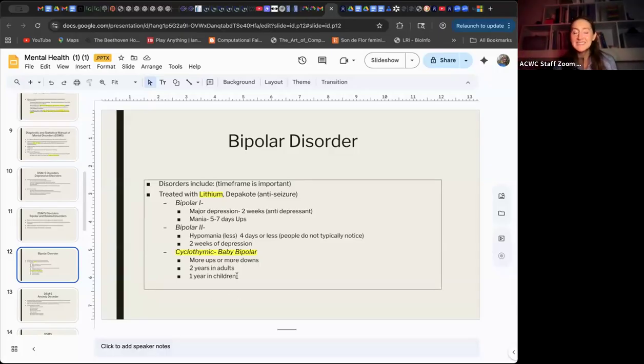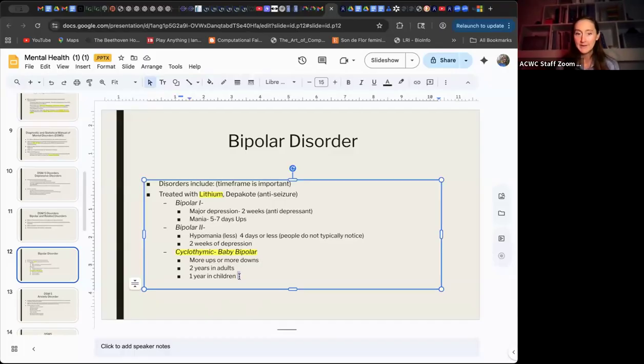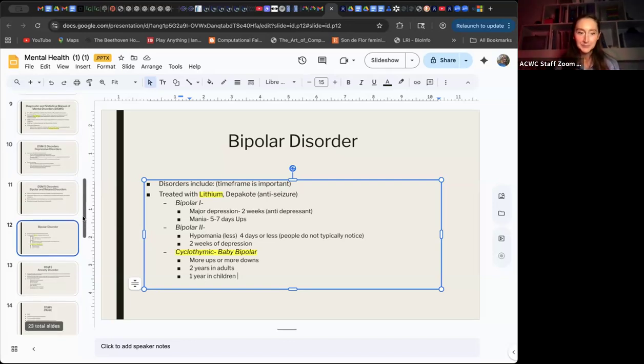No, this is so annoying. We're back to needing to know time frames, and those can be so hard to remember. Again, sometimes the clue in the question will be how long the person has had it. If it's adults, it takes 2 years. The person had to have been experiencing this for 2 years to be diagnosed. If it's in children or adolescents, it's 1 year. So that's something useful to stick away in your memory.